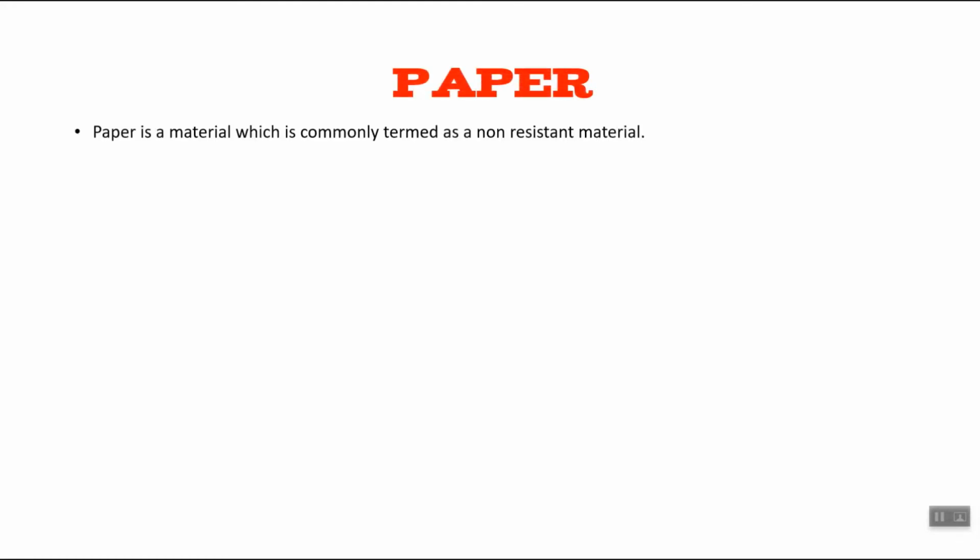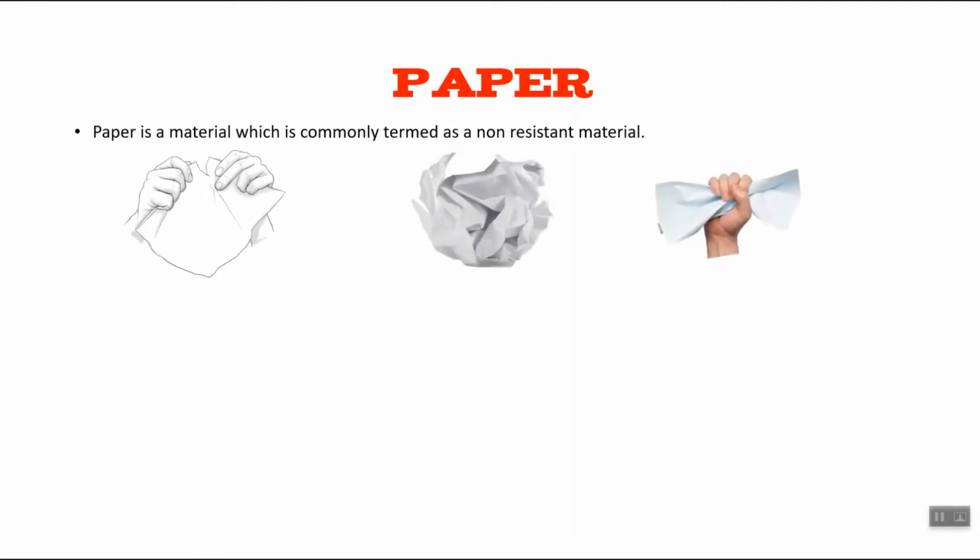So, what is paper? Paper is a material which is commonly termed a non-resistant material. Why non-resistant? Because it is very soft, which we can tear very easily. We can crush it with one hand and shape it very easily. This is because paper is a soft material which is very easy to work with.